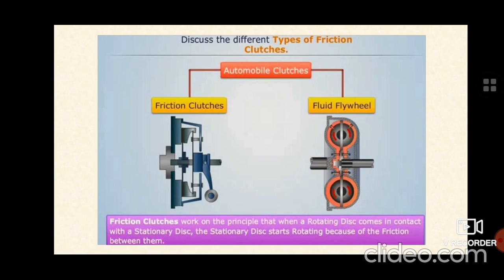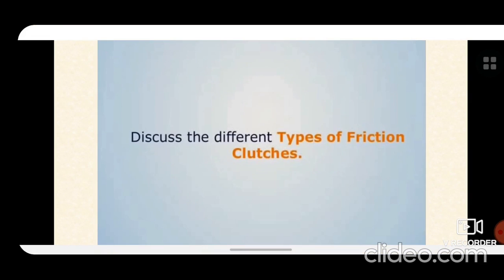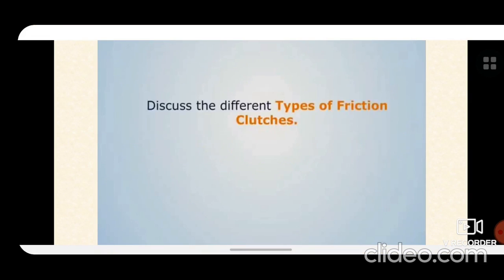So in friction clutches, these work on the principle that when a rotating disc comes in contact with a stationary disc, the stationary disc starts rotating because of friction between them. In this lecture, we will discuss types of friction clutches.